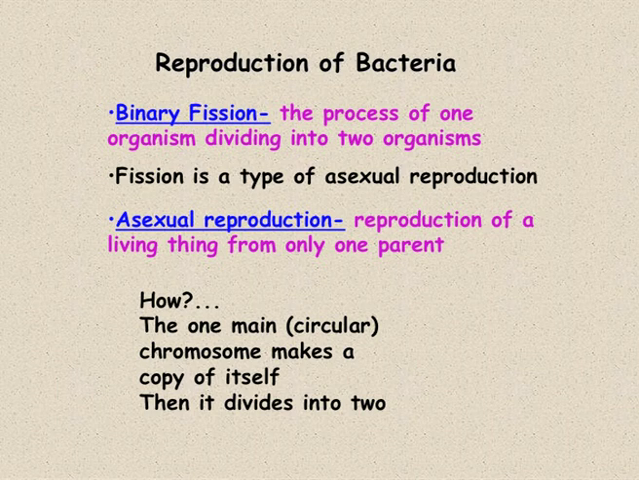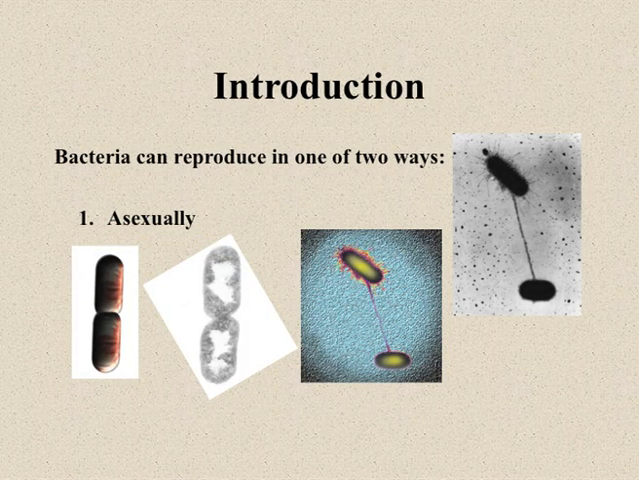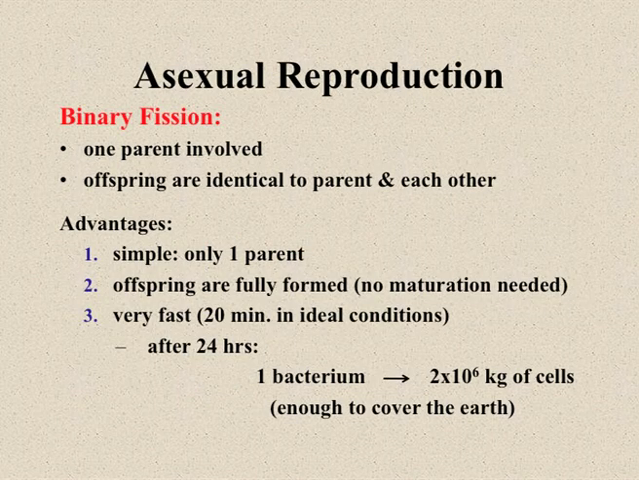Bacteria can reproduce in one of two ways: asexual reproduction or sexual reproduction. Asexual reproduction can be categorized into three types: binary fission, budding and fragmentation. In binary fission, one parent is involved, and the offspring are identical to the parent and to each other. The advantages of asexual reproduction are that it is simple, only one parent is needed, the offspring are fully formed, and it is very fast.